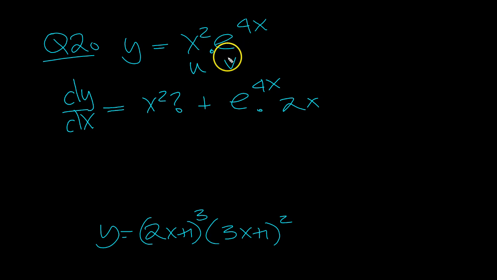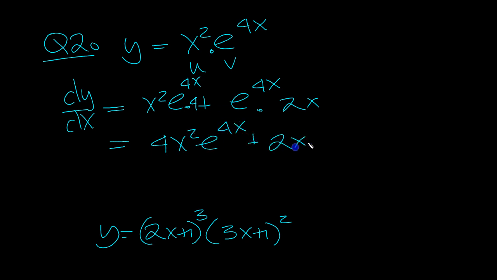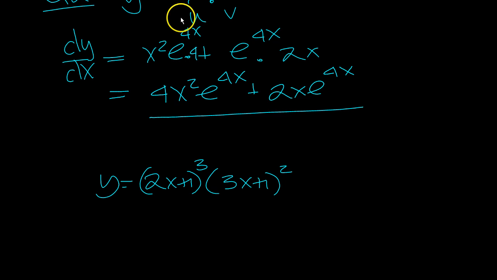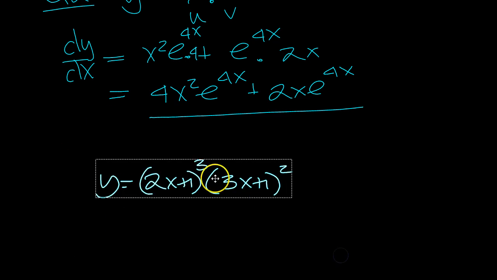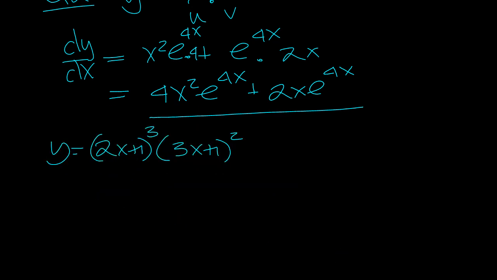So here we have to differentiate the subproblem. e to the something, function of function rule, differentiates to e to the something multiplied by the something differentiated, which is 4. So we end up with 4x squared e to the 4x plus 2x e to the 4x. We could tidy that up if we wanted with some algebra. So let's have a look at the next one.